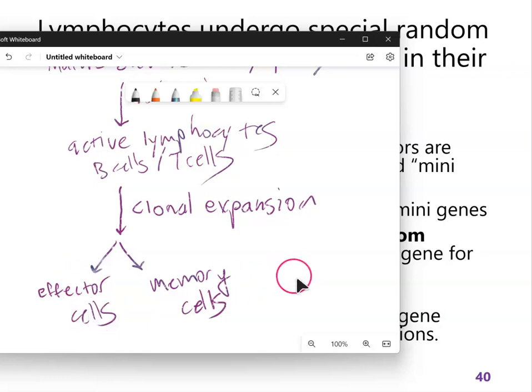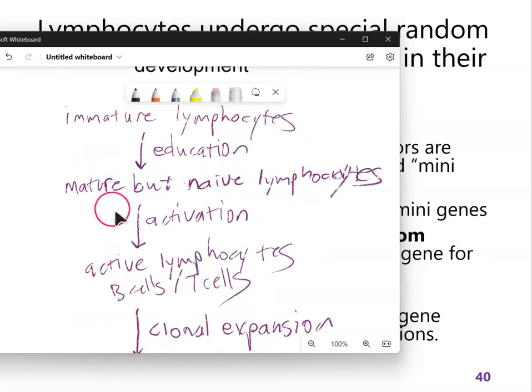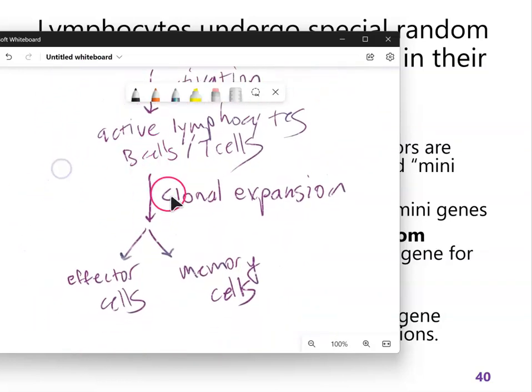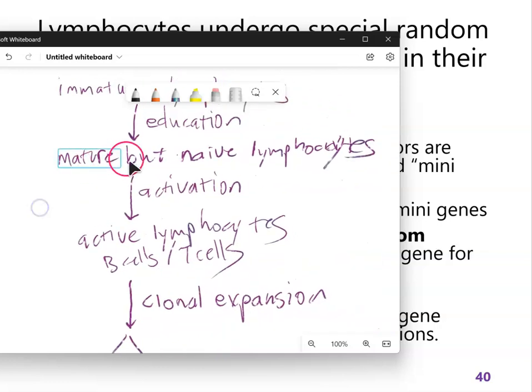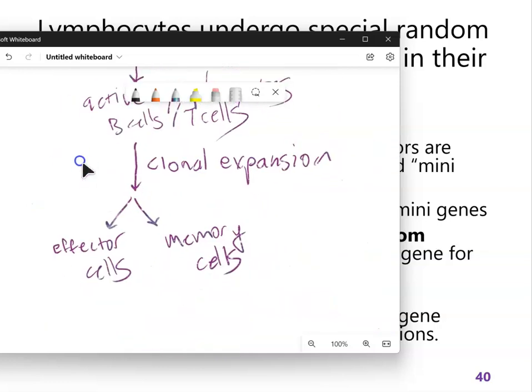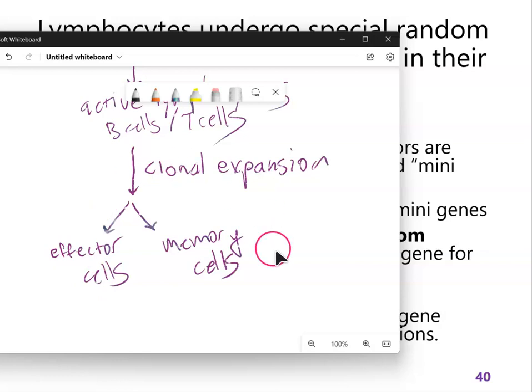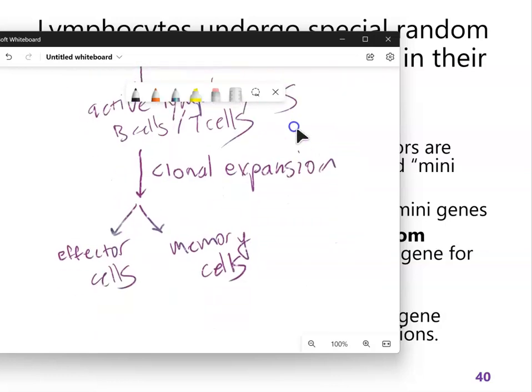So what a vaccine is supposed to do is activate some of your mature but naive lymphocytes, and they'll go through clonal expansion. You'll get effector cells, but you'll get these memory cells that will wait. So if you've had a vaccine, the idea is you'll get memory cells, and then when you actually get the disease later, the memory cells kind of start over and go through an activation process again, and they give you huge numbers of effector cells, basically. So that's lymphocyte development.